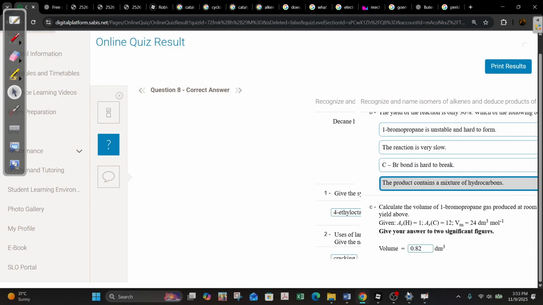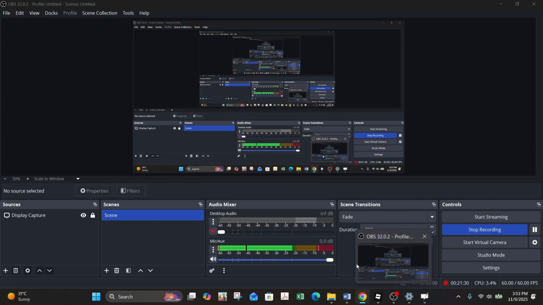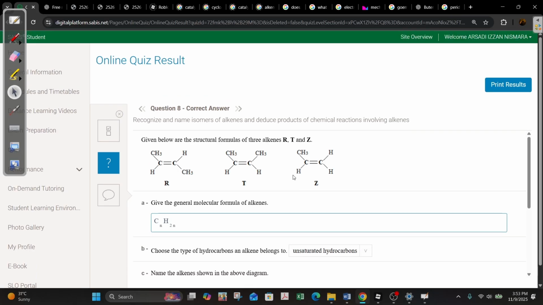Question number 8. Okay, and CnH2n. Given below are the structural formulas of R, T, and Z. Give the general formula of alkenes. What is alkenes? It's the same as cycloalkane, so it's just CnH2n. Easy.